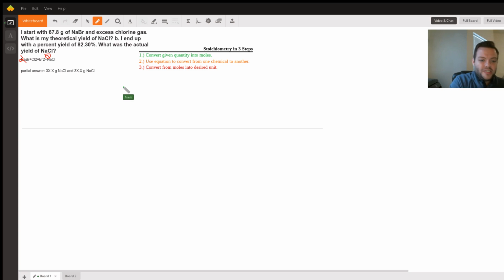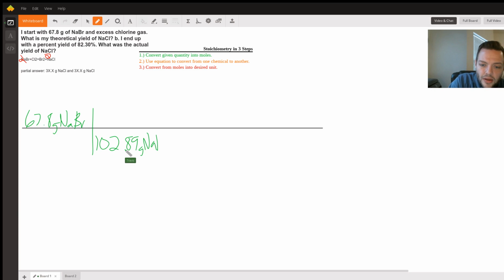Looking at what we have, 67.8 grams of sodium bromide. In order to convert this into moles, we use the molar mass. According to the periodic table, we would add 1 sodium and 1 bromine together, and they would have a molar mass of 102.89 grams of sodium bromide for every 1 mole of sodium bromide. And we set it up this way in order to cross off the words. The whole point of this process is to cross off the units and the words. The math comes along later. Our calculator can take care of that.